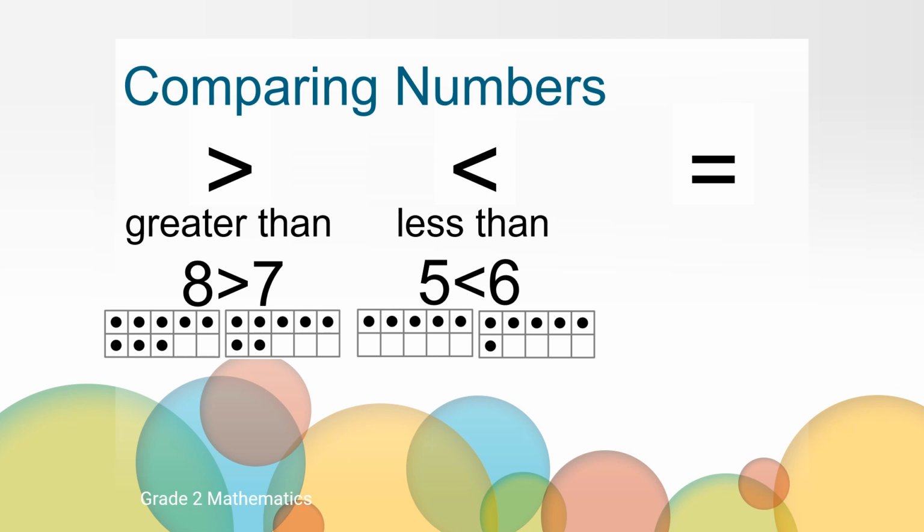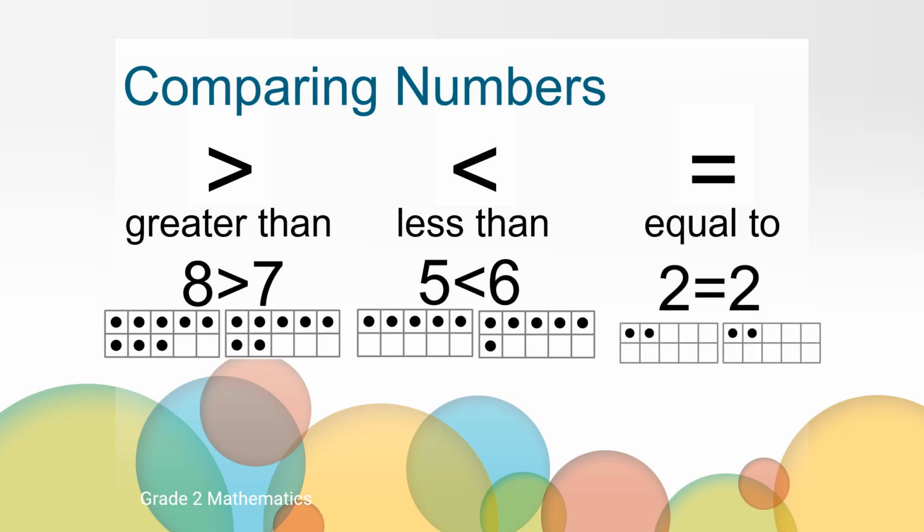What does the last symbol mean? Equal to. If a number has the same value, we say they are equal. Let's use the example of 2 and 2. 2 is the same as 2. Both values are the same, so we can say they are equal or the same as.